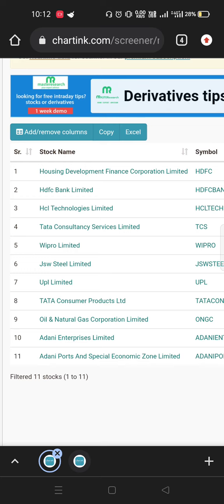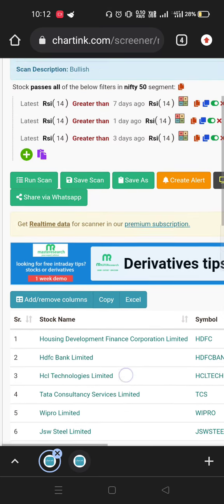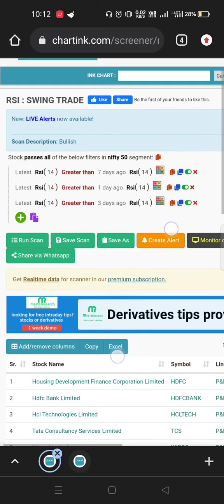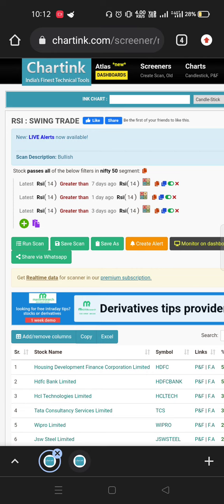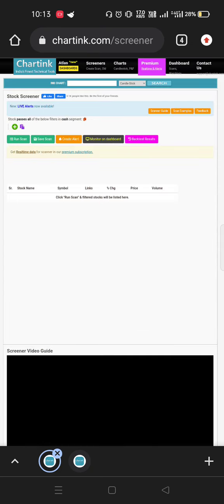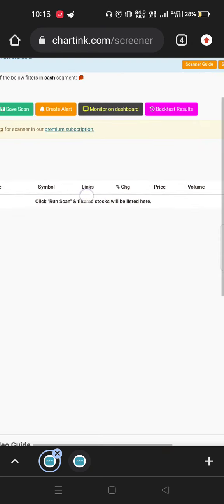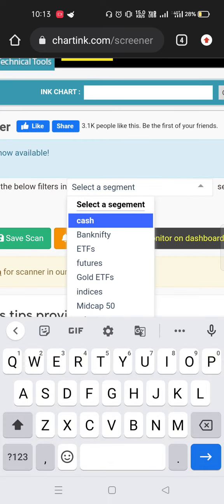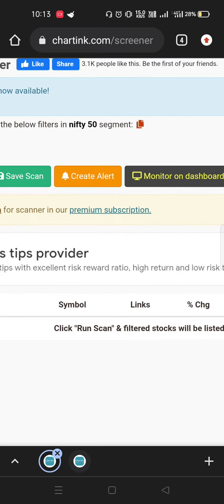Today in the charting, you can define how the strategies will be defined. So I would like to show how the scanners are defined. I need to create a scan. Create a scan, go for fresh. Now it is loading. Here you can go for the stocks that pass the below filters. You can check here and select Nifty 50.